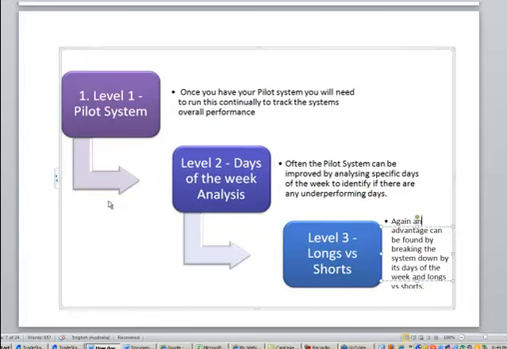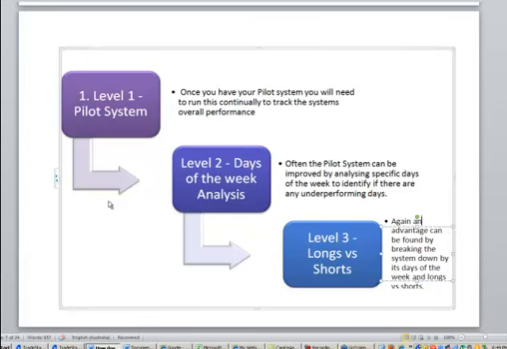Now, we've got level 3, which you can go to, which is basically then drilling down and looking at your longs versus your shorts. So, right, well, I've had a look at level 1. I've basically got a high performance system, or a system that's performing well. Level 2 is really my days of the week analysis. So of the days of the week, I'm tracking which one is underperforming.